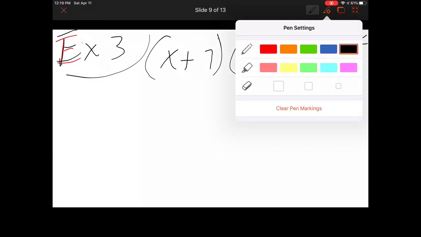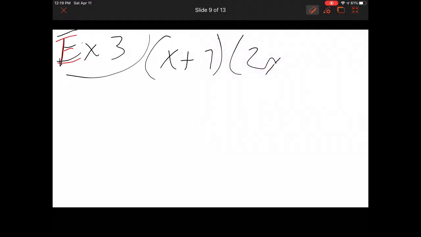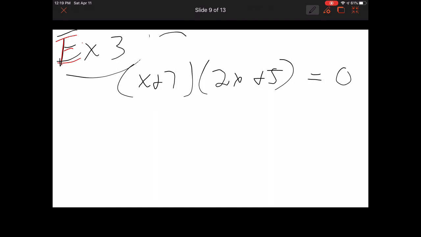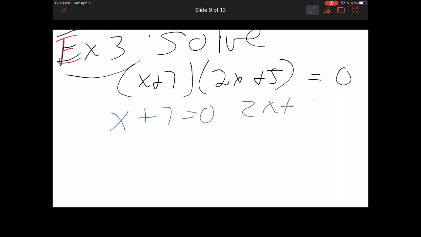Okay, hold on one second, guys. I'm really sorry. Let me just start over and try to be a little neater. All right, here we go. So let's go x plus 7 and 2x plus 5, and we'll make this equal 0. And what we want to do is solve this, okay? And this is really easy when it's already factored. So let's change it to blue just because. And what we're going to do is set each of these parentheses equal to 0. And then you're going to solve that.